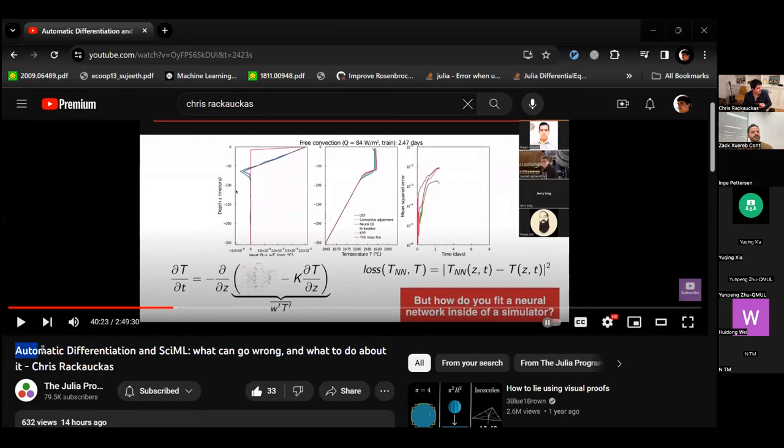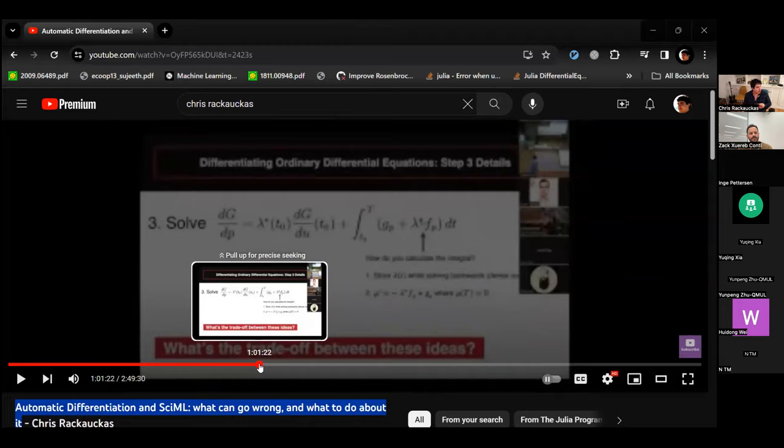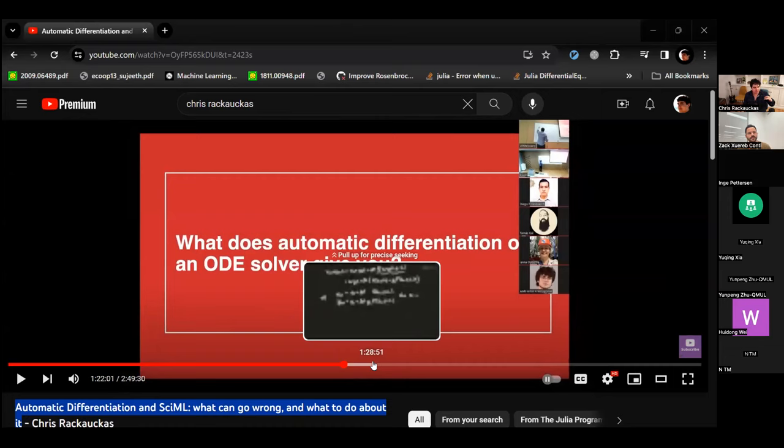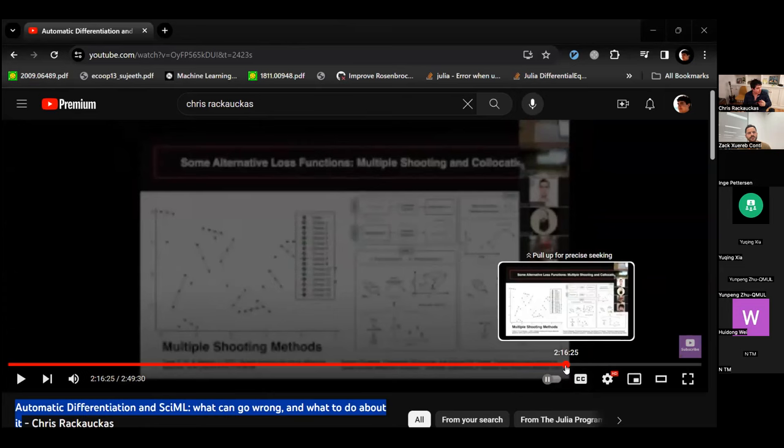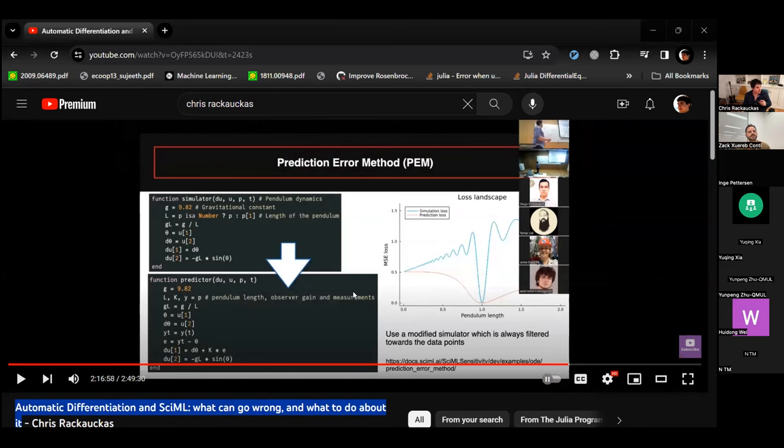So this is the version that has derivations of how automatic differentiation of a solver can actually give you incorrect results, even without adjoints, et cetera. Inside of here, I talk about things like prediction error methods and other ways of doing this fitting process. For example, the prediction error method is effectively a continuous form of a Kalman filter, which you can use to stabilize the fitting of these neural networks.